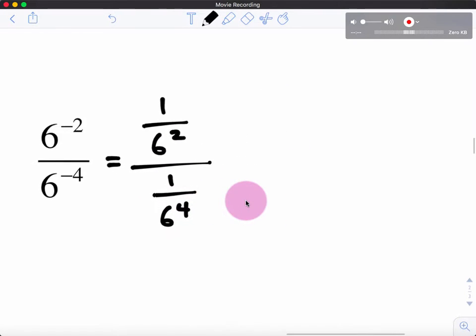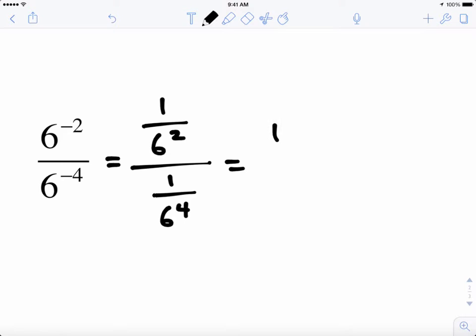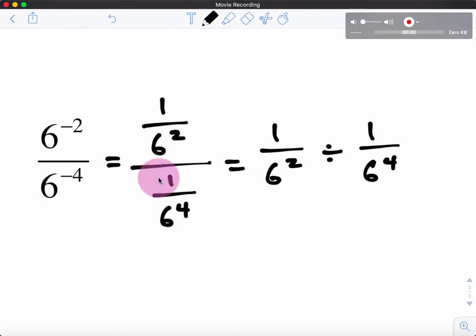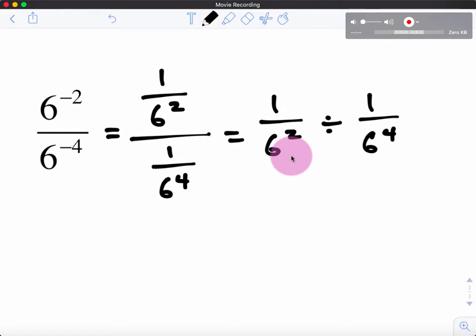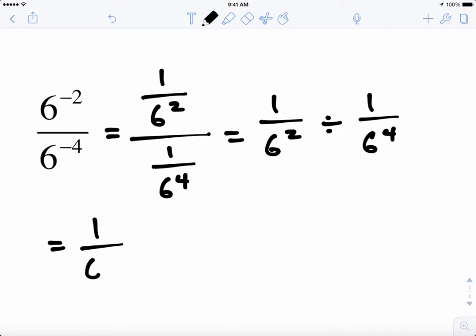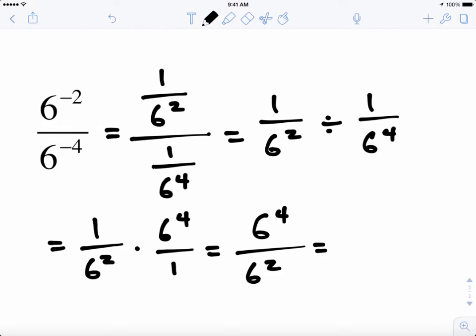But if you need, just to make it a little more clear, I will rewrite that complex fraction explicitly as a division problem. Note that these two expressions are exactly the same, and I really want us to be comfortable with that. And from here, hopefully it's smooth sailing. We're going to take 1 over 6 squared, and instead we're going to multiply it by 6 to the 4th over 1. We end up with 6 to the 4th over 6 to the 2nd. I hope we know how to handle that.